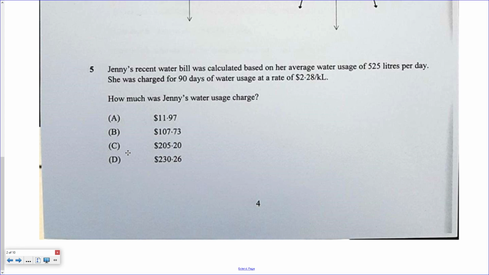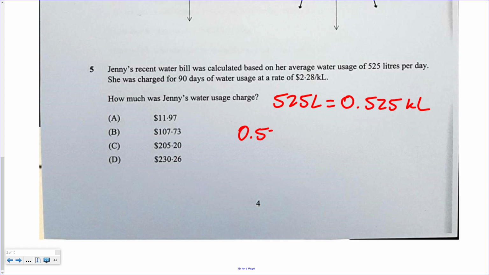So what we want to do here is we're seeing that the rate is per kilolitres. So let's first of all find how much water she used in those 90 days in kilolitres. The first thing we want to do, we have these 525 litres. That's going to be 0.525 kilolitres because I've divided it by 1,000. Kilo meaning 1,000. So that's for one day, but we see that she was charged for 90 days.